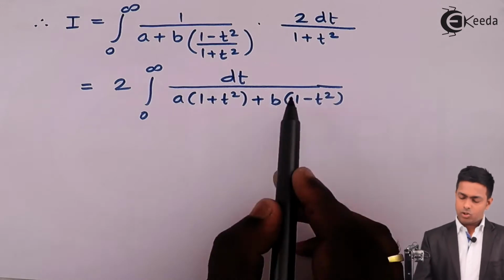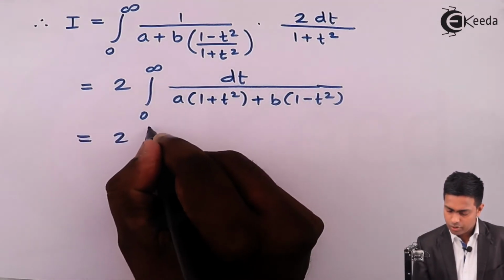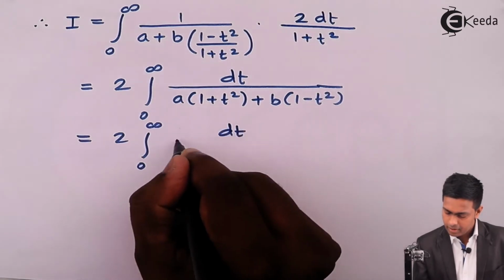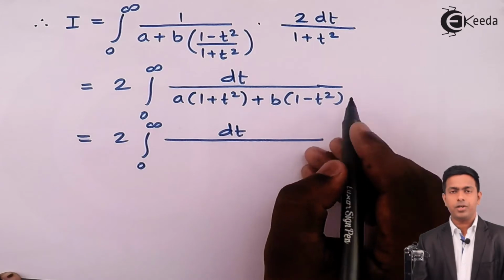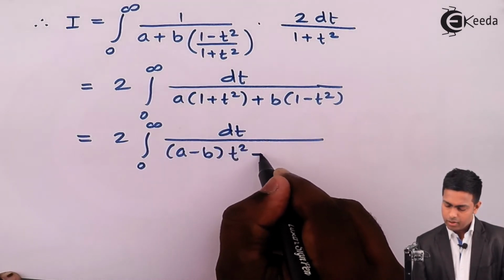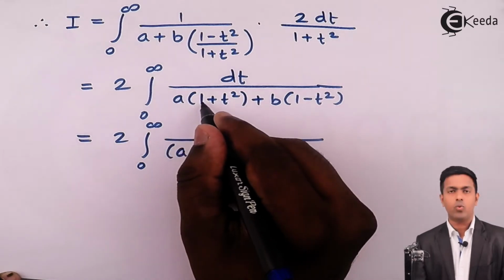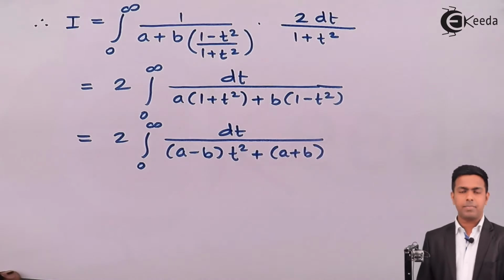Now let's solve this. So I'll take t square terms together. So 0 to infinity dt upon, so a into t square minus b into t square. So here I'll say a minus b into t square plus, this is a into 1 is a, b into 1 is b, and a plus b in the second bracket.